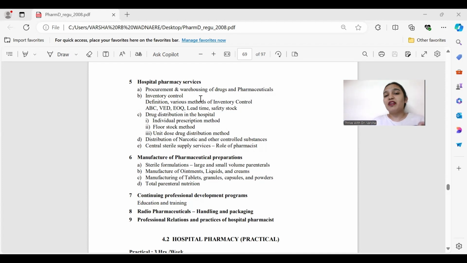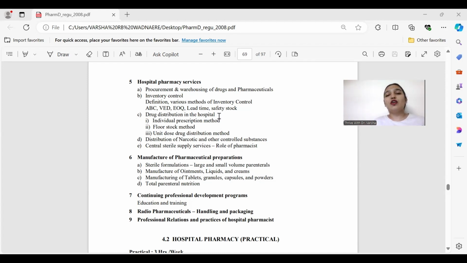That is procurement, warehousing of drugs and pharmaceuticals. From where you will buy these drugs, from where to where you will store those drugs, how you will control that inventory. Then definition of various methods of inventory control, ABC, VED, then lead time, safety stock. You will be having this for 5 marks, and combinedly you can get this for 10 marks also. Like, explain ABC analysis, lead time, safety stock, 10 marks.